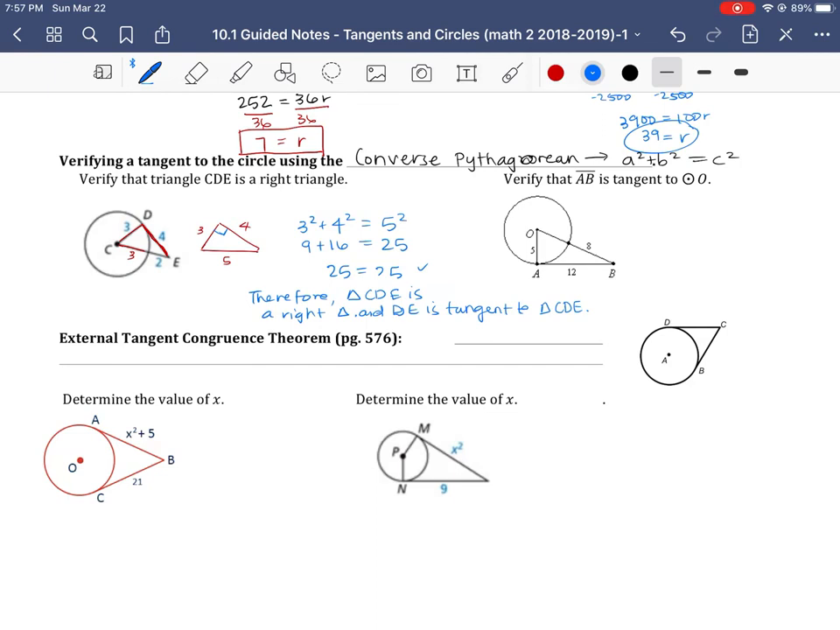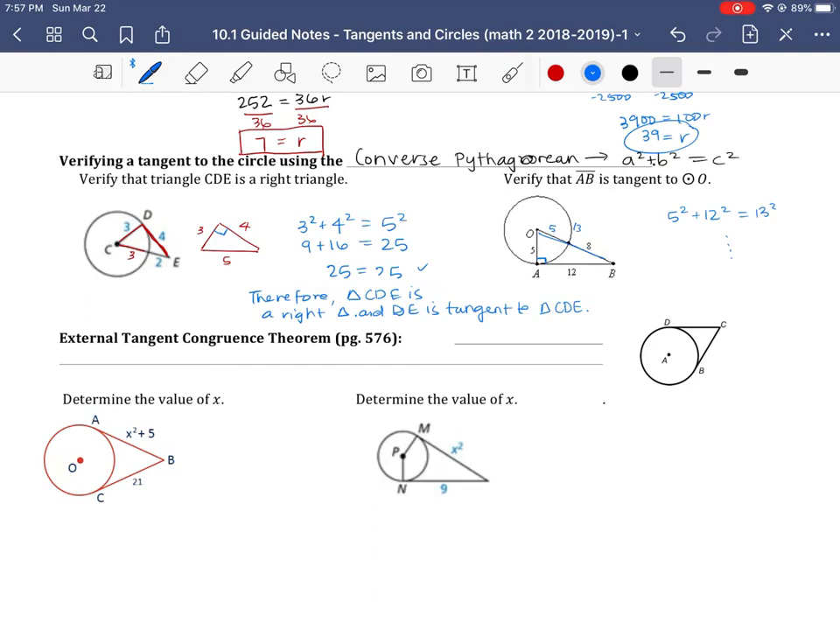and on the right example, you would do the same thing, right? This little guy right here would be 5, so that full piece would be 13, and then you would verify that 5 squared plus 12 squared, because if it works, those are your two legs, is equal to 13 squared, and you would continue to solve and show that, and then state your conclusion.